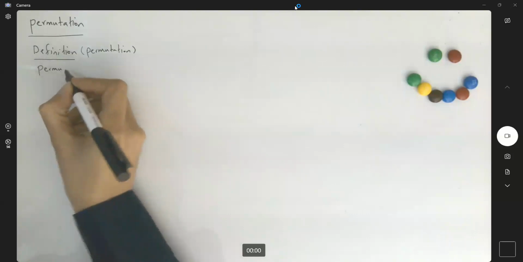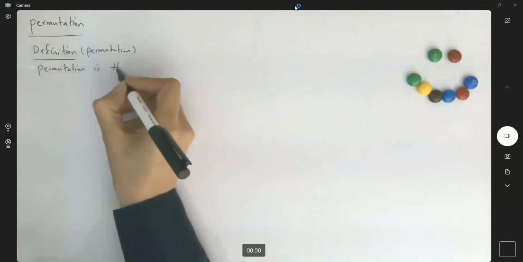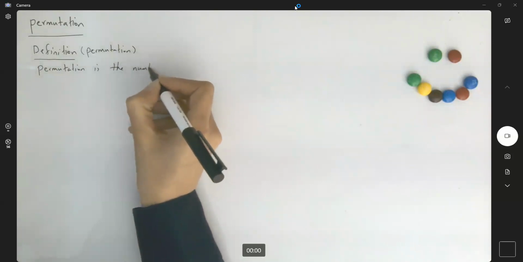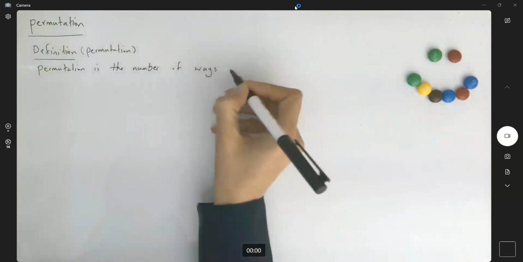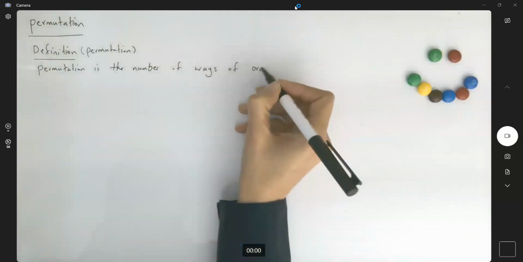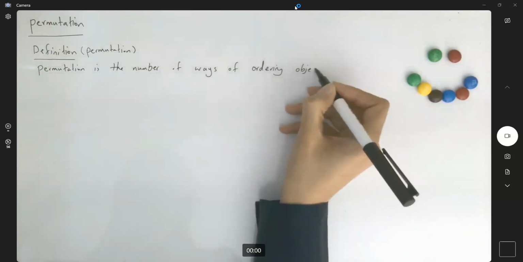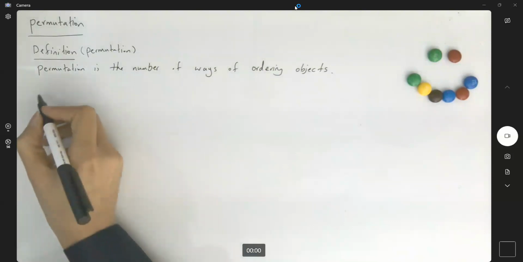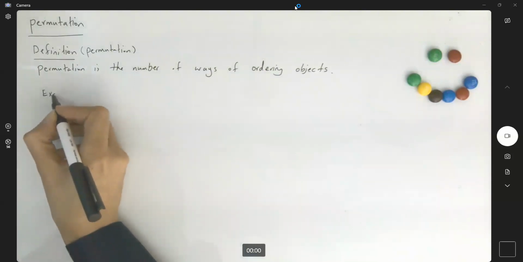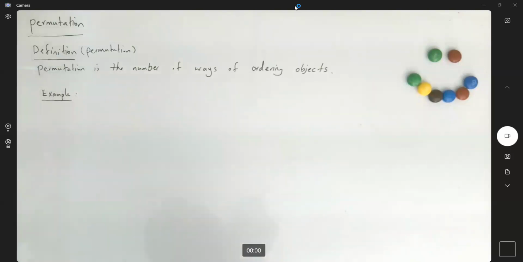Permutation is the number of ways of ordering or arranging objects. Very good. So let us take a look at the following example. Then we're going to derive the formula together.